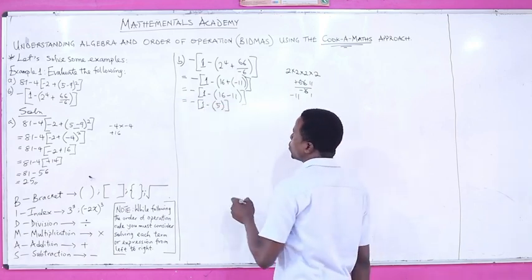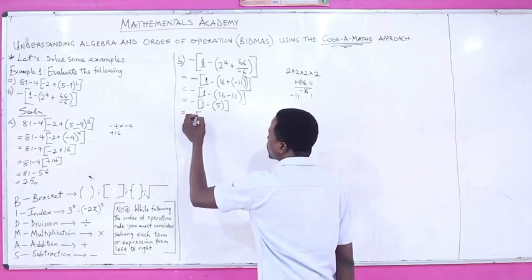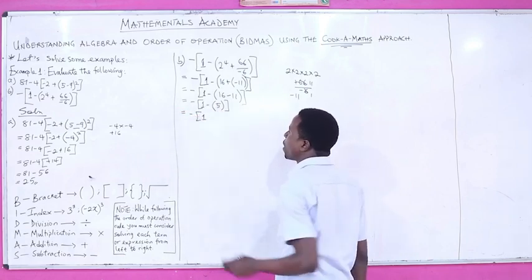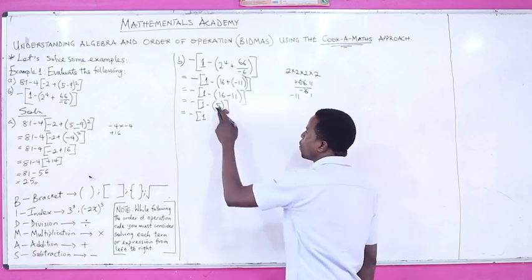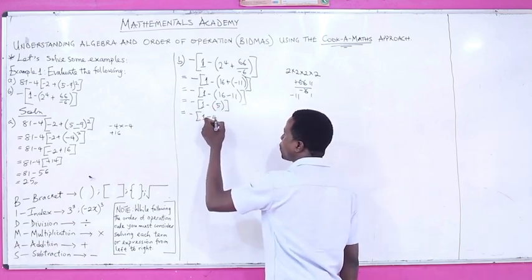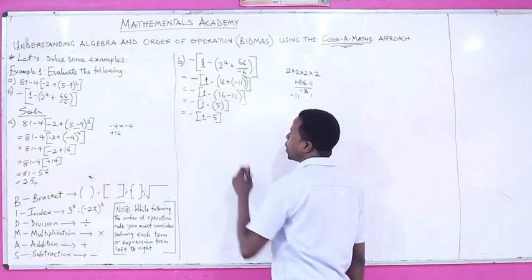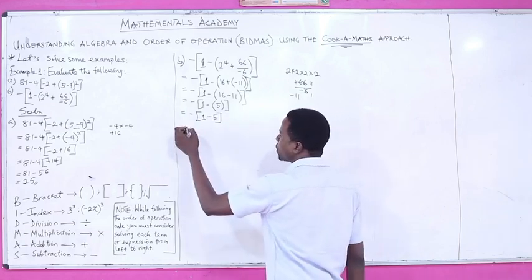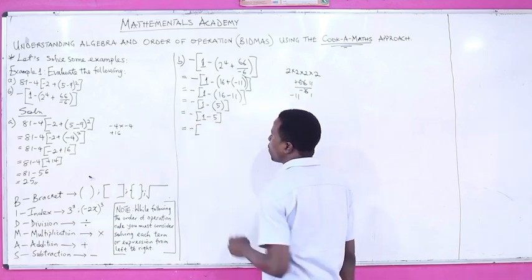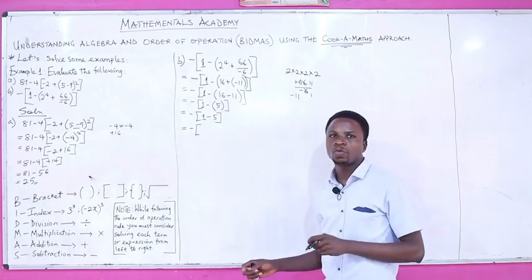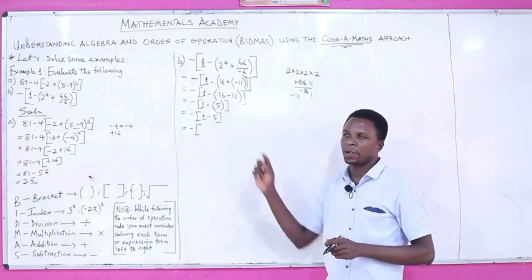Right? We continue solving. So that's minus. Now this 5 has a positive sign. So plus times minus, that's minus 5, sorry. That's minus 5. Then we have our bracket. So we solve this. So minus, we have our bracket. So minus 1 minus 5.